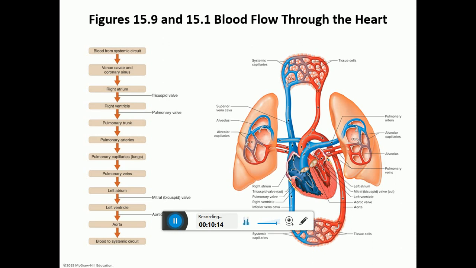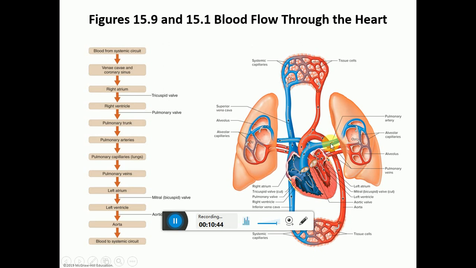So the blood flow through the heart will obviously start in the systemic circulation, and then all of these veins and venules are going to gather to become your superior and inferior vena cava. All of that will dump the deoxygenated blood into the right atrium, then down through the tricuspid valve into the right ventricle, up into the pulmonary trunk, and then into the right and left pulmonary arteries.